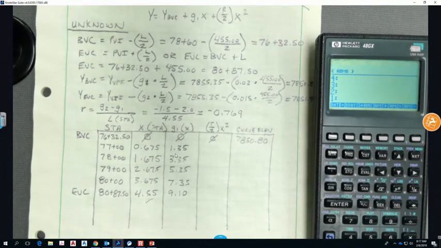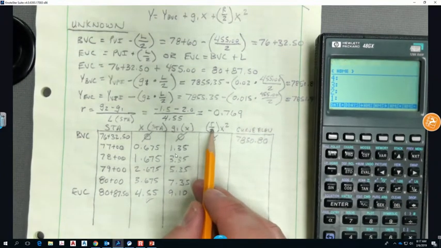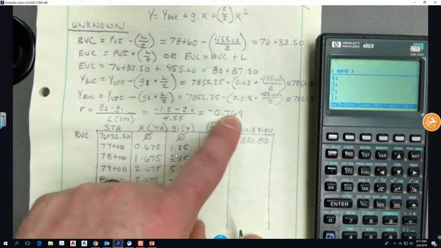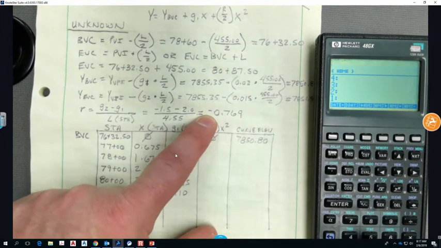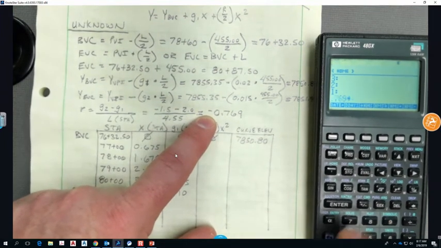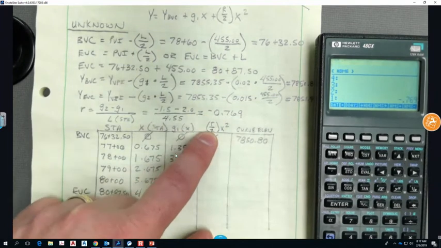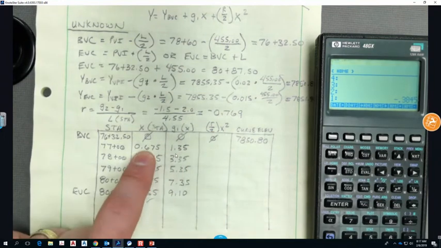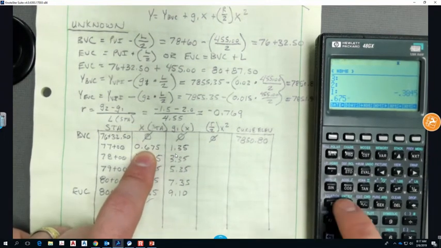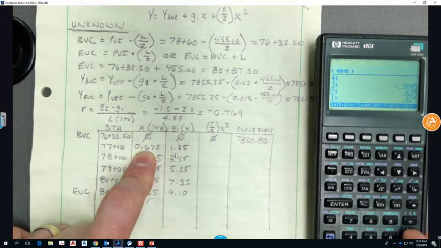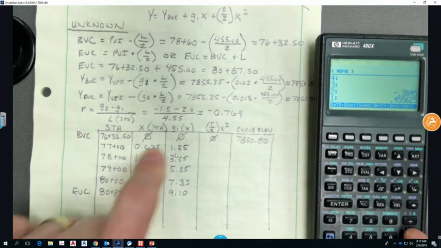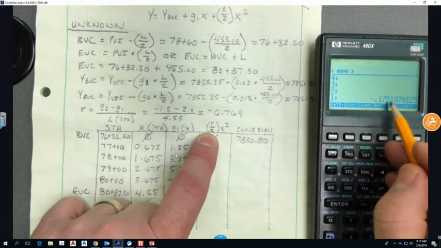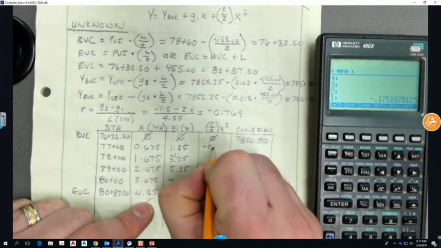Okay, I'm going to clear that. Now we're going to go about doing r divided by 2 times x squared. So we figured out r here, right? This is a constant now. So I have a negative 0.769, and I'm dividing it by 2, and then I'm timesing it by x squared. So 0.675, so just timesing it by itself is squaring it. And then I times it by what I got for r over 2. And it gives me a negative 0.175.